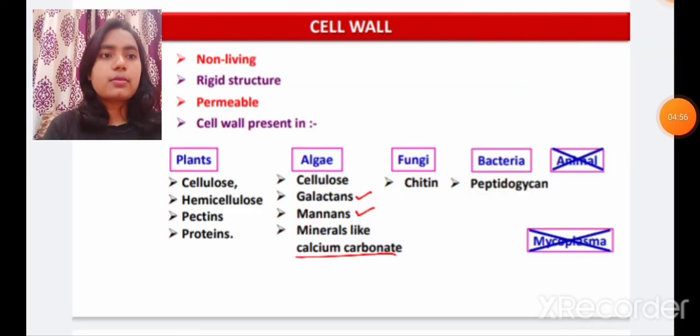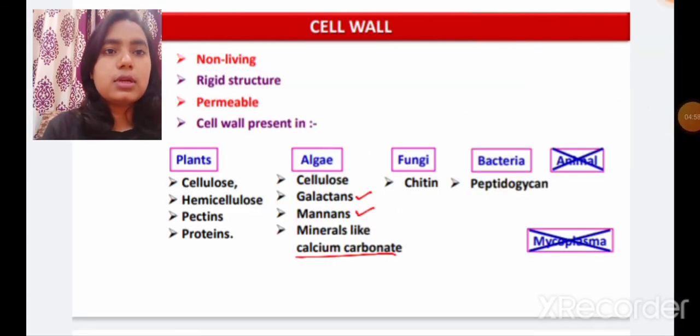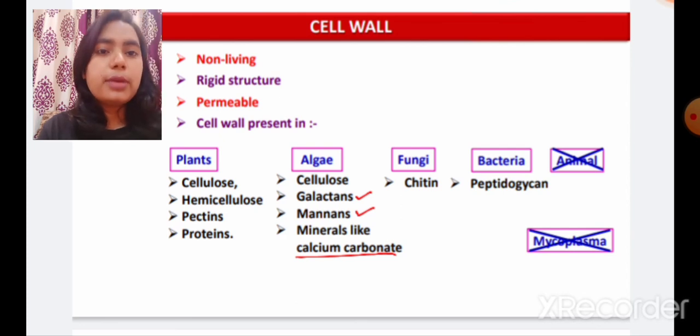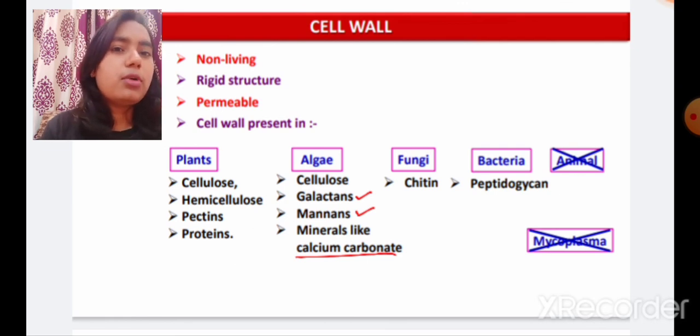Next is cell wall. Cell wall is a non-living, rigid, permeable structure. Cell wall is present in plants. In plants, cell wall is made up of cellulose, hemicellulose, pectin and proteins. In algae, cell wall is made up of cellulose, galactans, mannans and minerals like calcium carbonate. In fungi, cell wall is made up of chitin, but in bacteria, cell wall is made up of peptidoglycan.